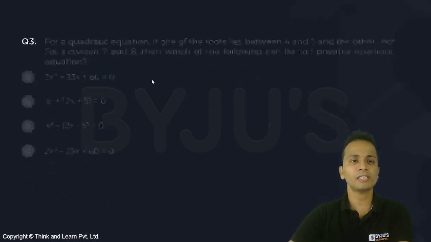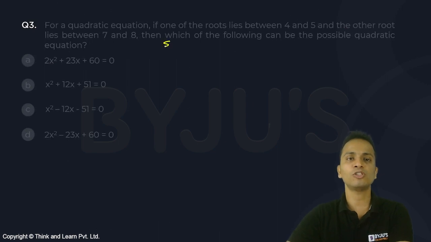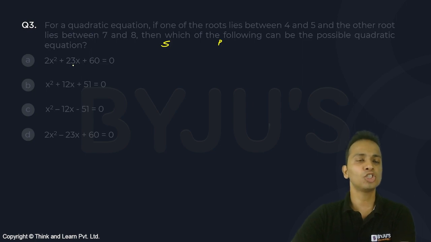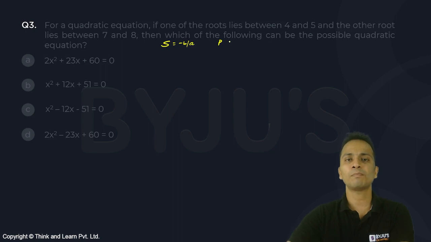So let me write the sum and the product of the roots for each of these equations. Now, sum of the roots is minus b upon a, sorry, I'll write it minus b upon a, and the product of the roots is c upon a. So for the first equation, the sum of the roots, which is minus b upon a, is minus 23 upon 2. Now this is negative. The sum of the roots should be positive, so it cannot be the answer. So I will not check for the product of the roots.